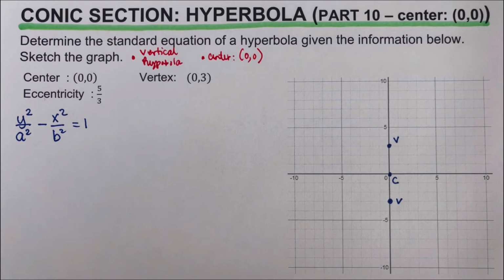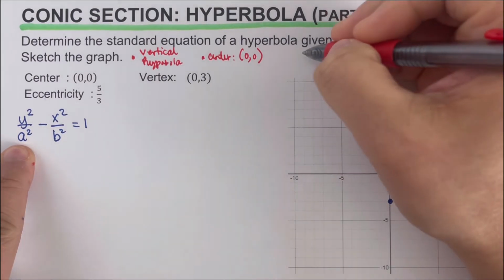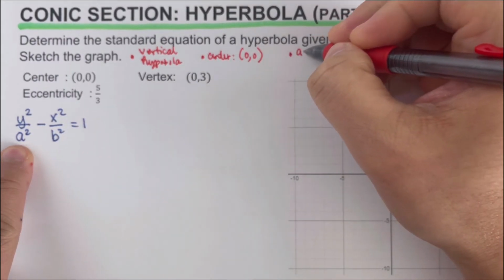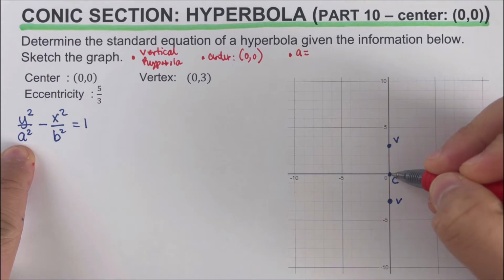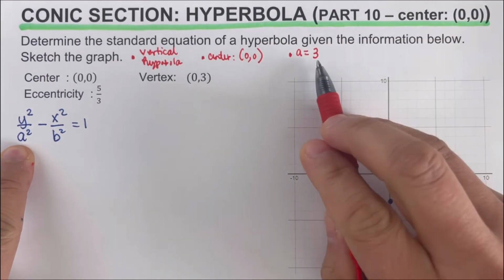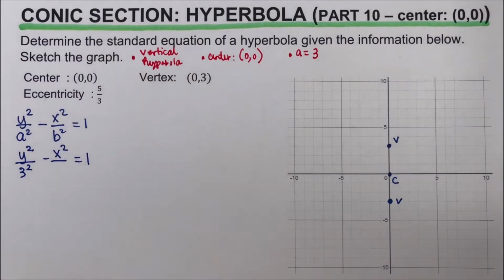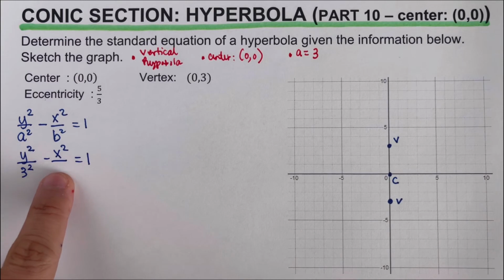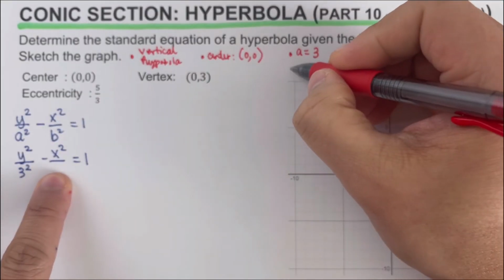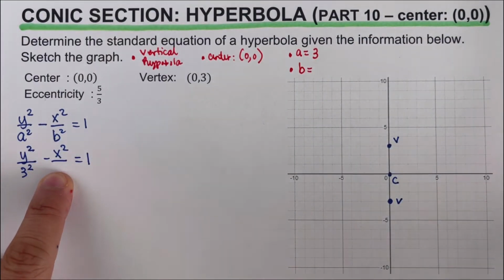Now we remember that our A is the distance from the center to the vertex. From here, we can say that our A is equal to 3 because that is center to vertex: 1, 2, 3. So we can go ahead and plug this 3 into this equation right here. If you notice, I left the b squared blank because we don't know what our b value is. So we can write b is equal to blank here. Again, we don't know what it is. We're going to solve for it.